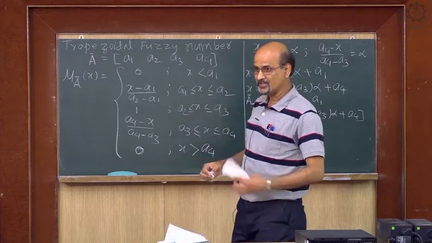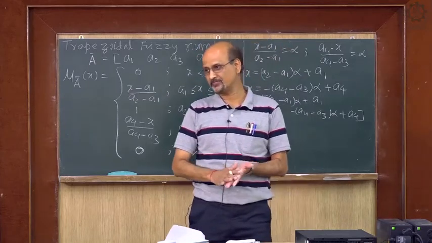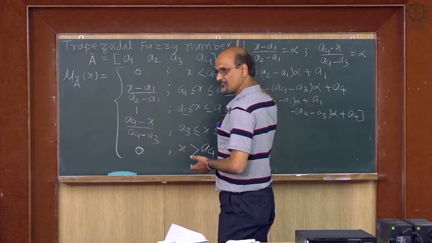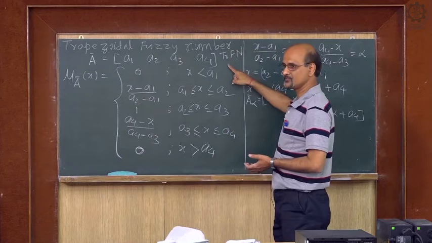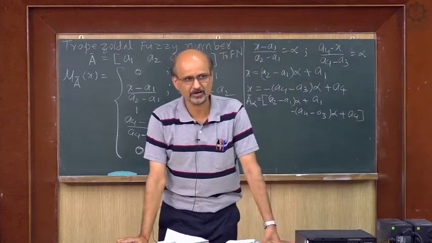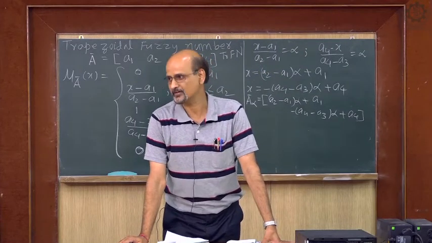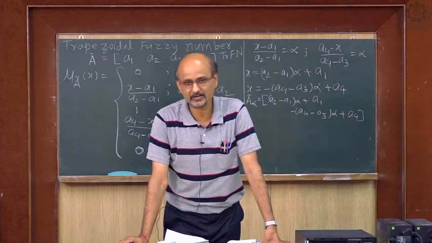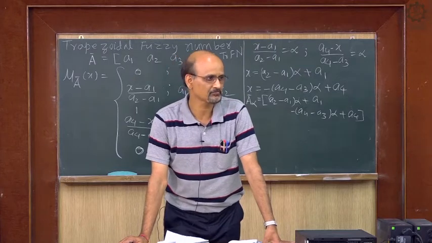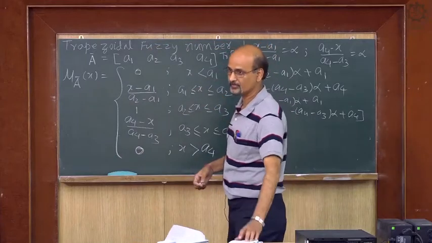Similar to your TFN, here also if you have A bar and B bar, two TRFN, sometimes I write this as TRFN. TFN is triangular fuzzy number, TRFN means trapezoidal fuzzy number. If we have two trapezoidal fuzzy numbers A bar and B bar, and if I add or subtract, it will be a TRFN, but in multiplication and division it may not. Similarly, for maximum and minimum also, two fuzzy numbers may not give your TRFN.